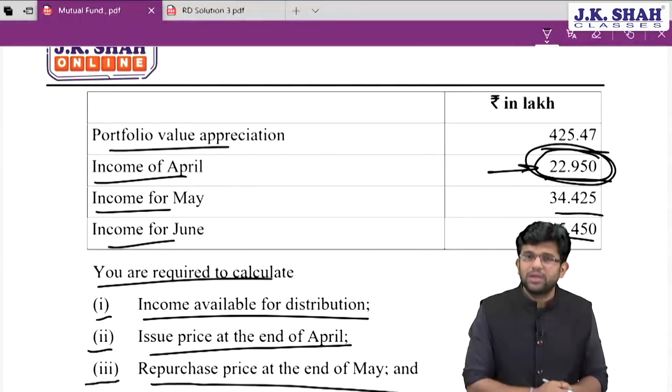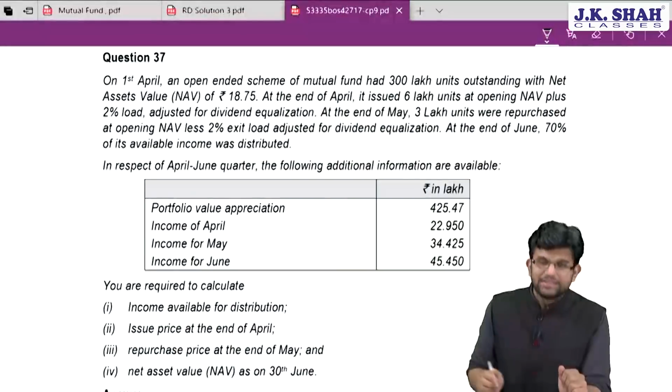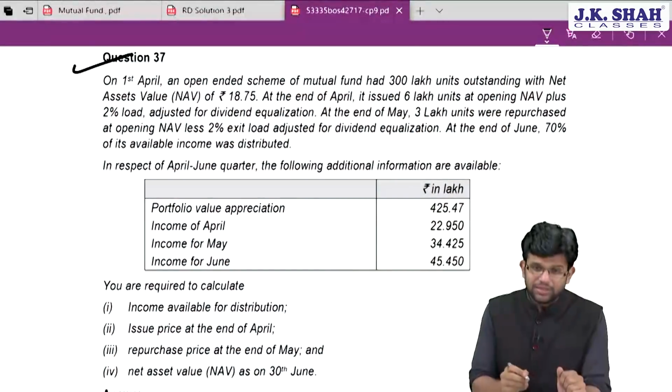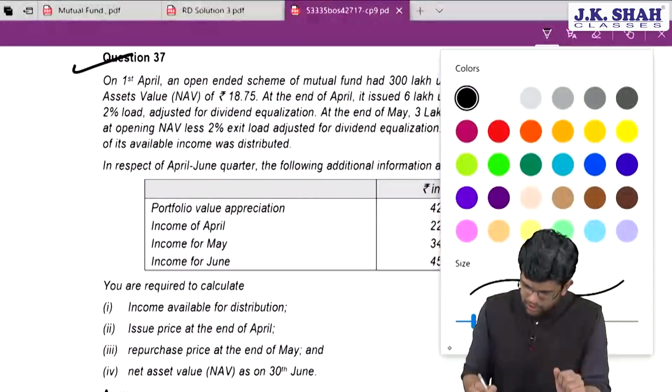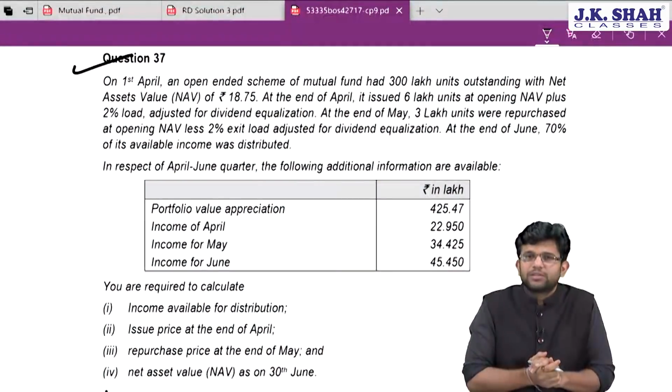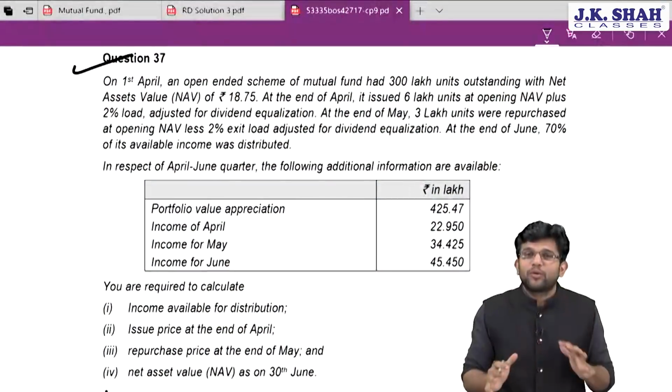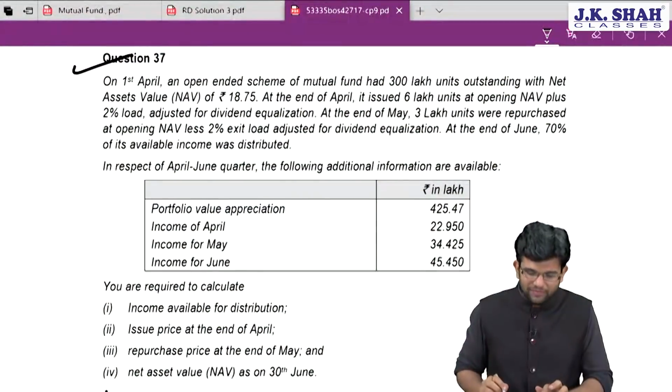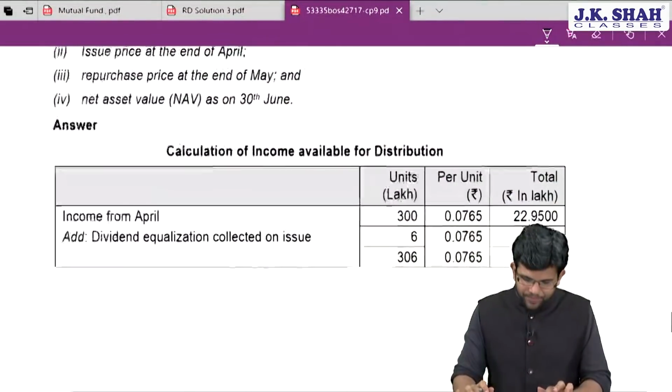I'll take you straight to the ICAI practice manual solution. Ready? So students, yes, this is the ICAI question 37 from the practice manual. So let us now try to understand it. Students, first things first, what are we going to learn now? The process of dividend equalization. Can we start? So see what they are doing.